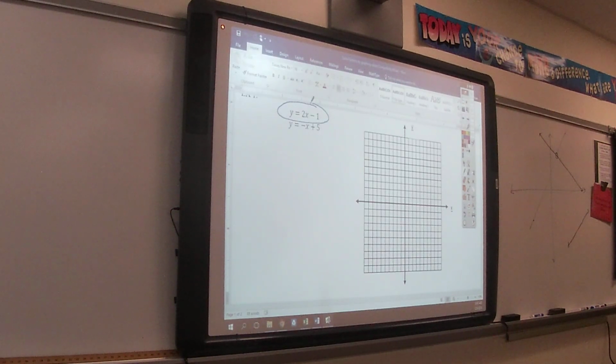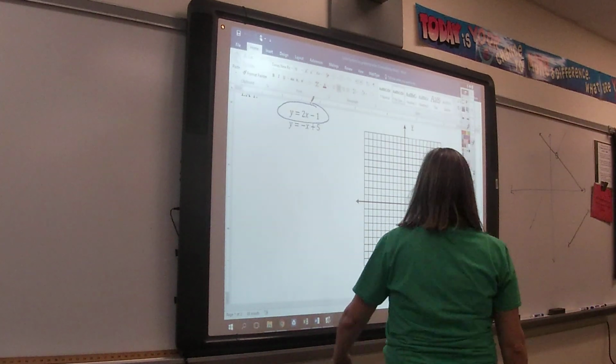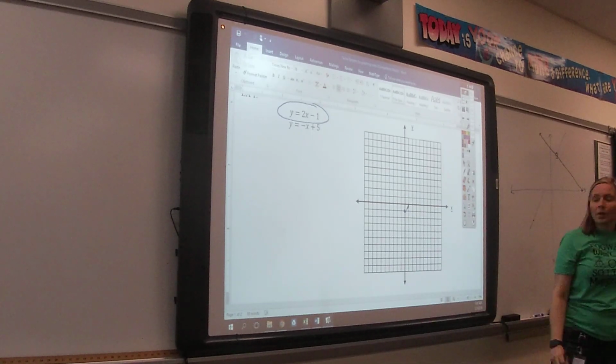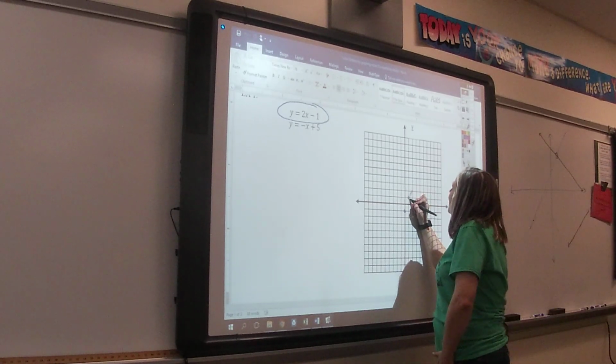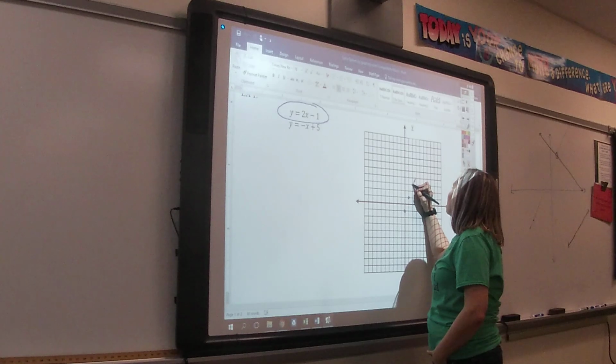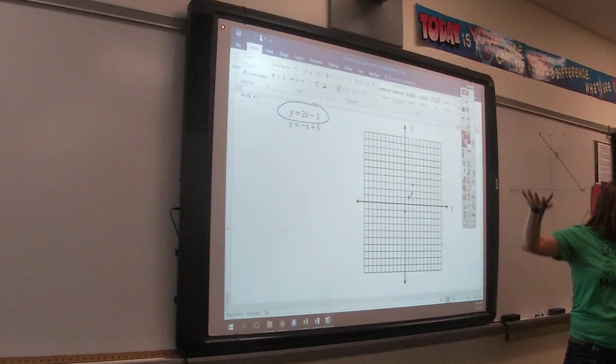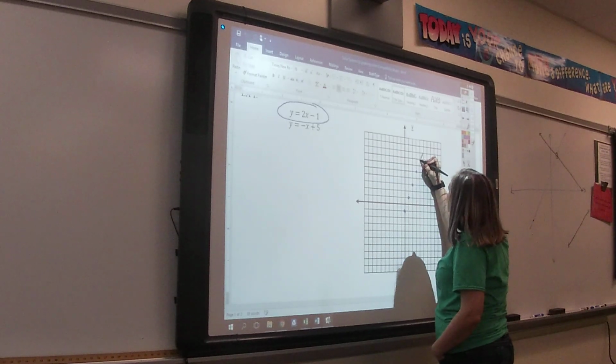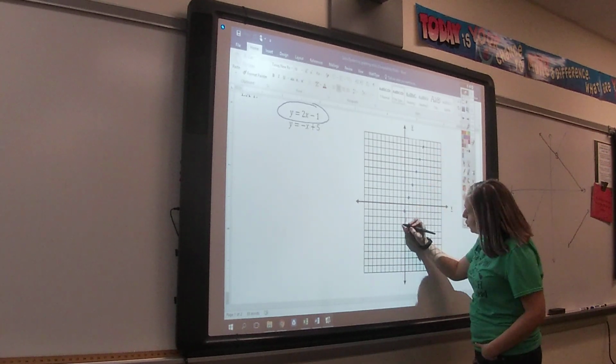Do we know how to graph y equals 2x minus 1? Yep, so let's graph it. So where are we going to start? Negative 1. And then what are we going to do? Up 2 over 1. How many points did the graphing calculator make? All of them, right? It went all the way across the graph. So we're going to do that same thing, in both directions.